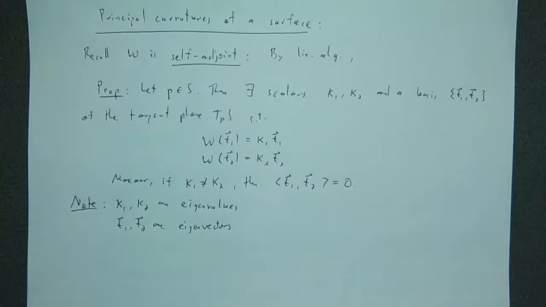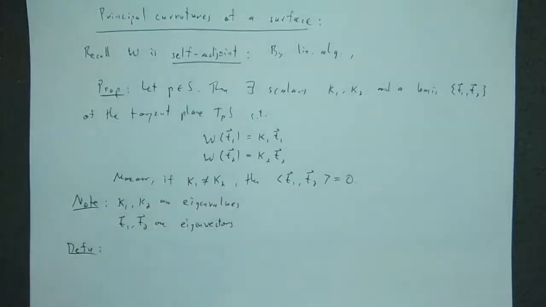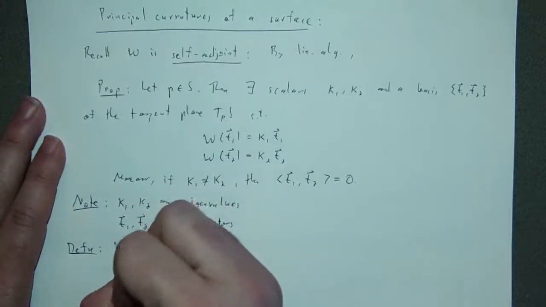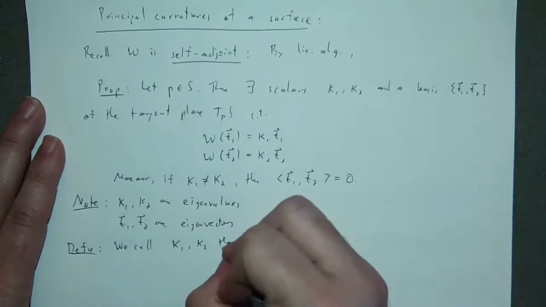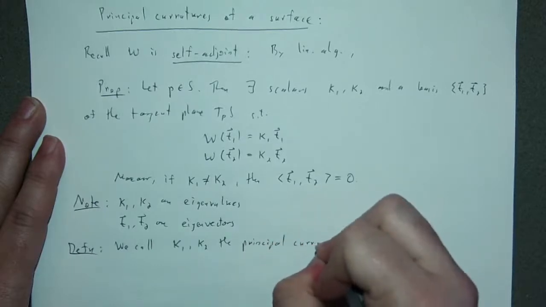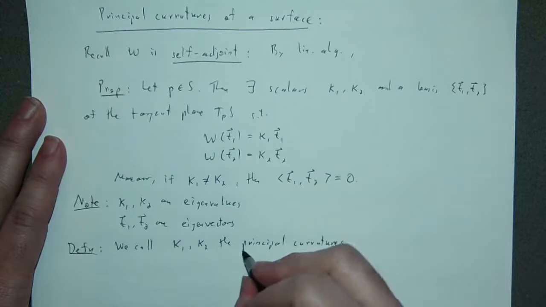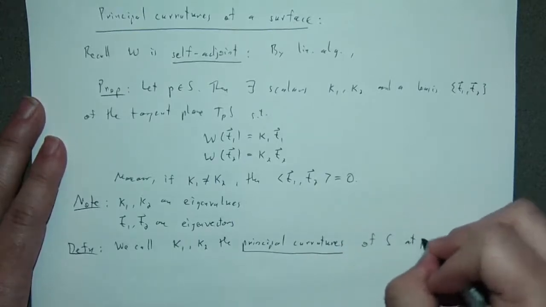Okay, that are associated with them, right? So T sub 1 is the eigenvector associated to eigenvalue kappa sub 1, and similarly for kappa sub 2 and T sub 2. Okay, so then our definition is at a point P, we call kappa sub 1 and kappa sub 2 the principal curvatures. So these are the principal curvatures of S at P.